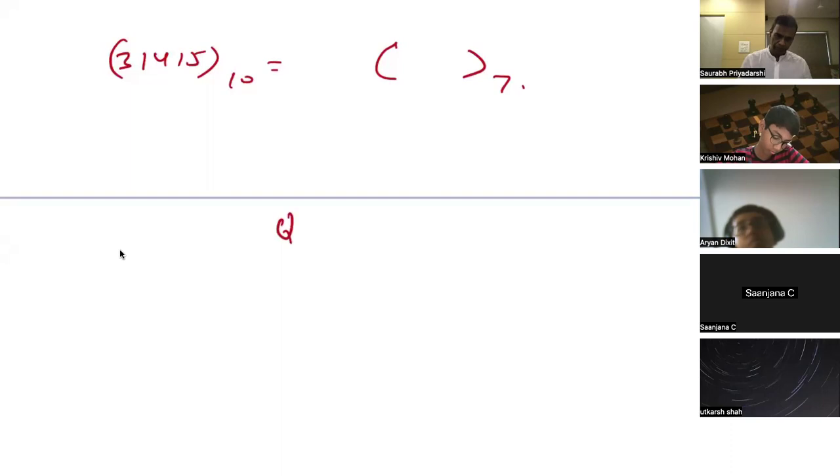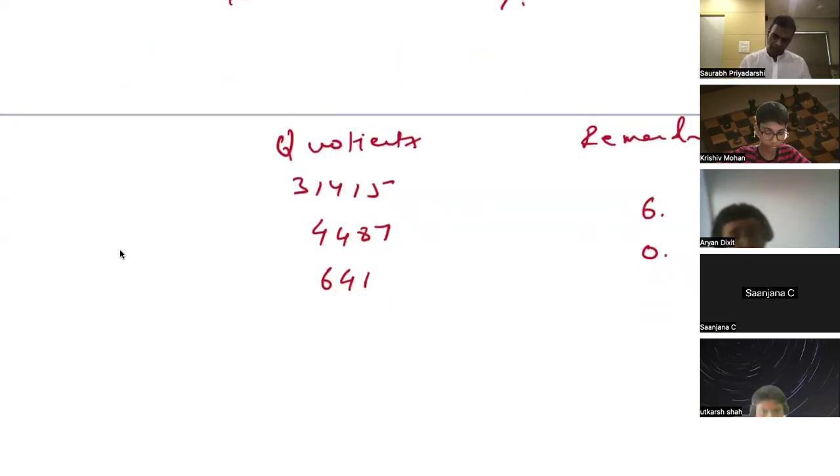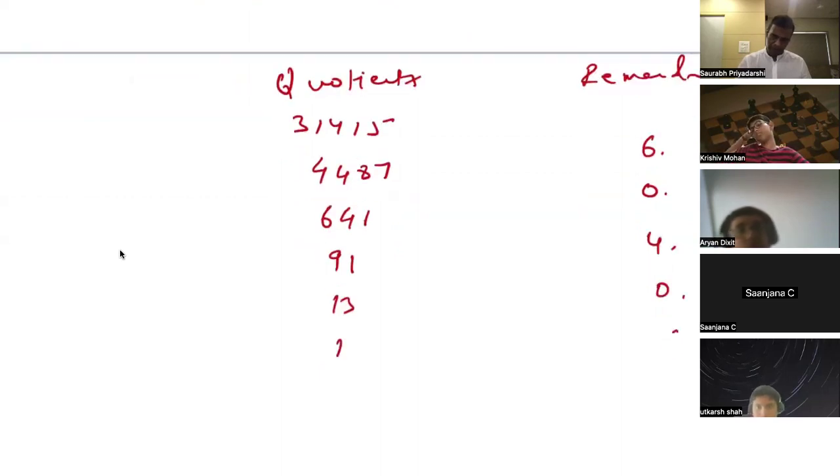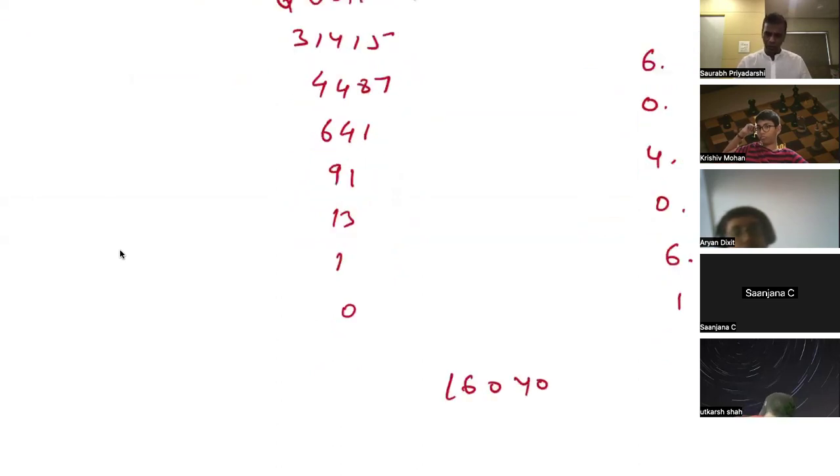As we have written, quotients and remainder, right? 31415, 4487, 6, 4 1 0, 7 1 ja 1 4 13 7 ja 0 13 1 6, right 0 1, 160406. I hope everyone is getting this. And this is the base.